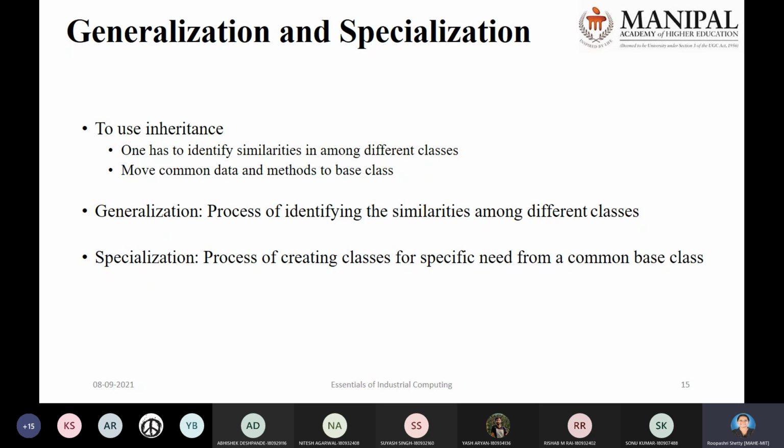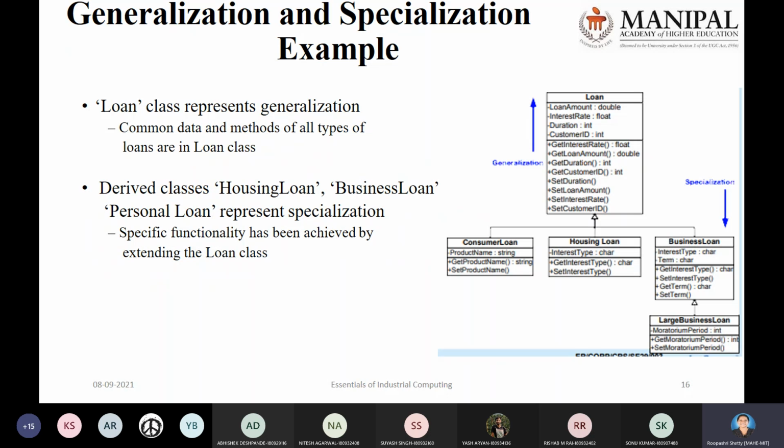In order to differentiate a housing loan and a business loan, there should be some unique behaviors or unique functionalities included in them, right? That gives you the specialized behaviors. Okay. So, for example, the loan class in the loan system is an example of generalization because it is a base class. Common attributes or behaviors included in the loan class could be, for example, loan amount, interest rate, duration, and customer ID. These are all included in the loan, and they are common for any type of loan you consider, right?